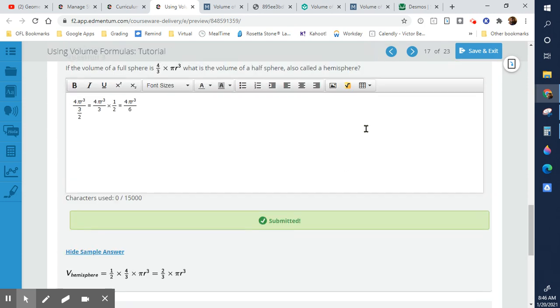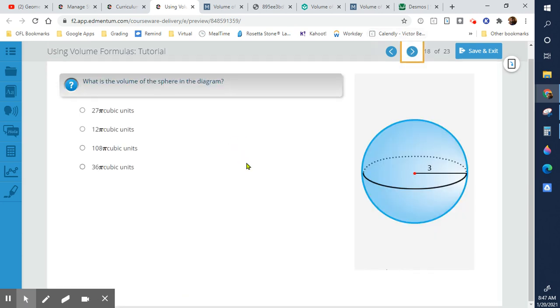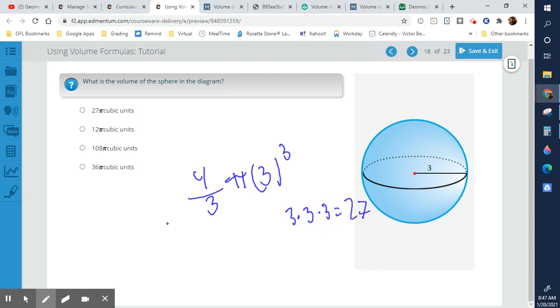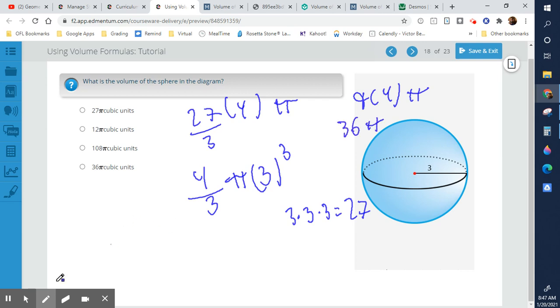All right, so that's pretty much that. Let's see what our next shape is. Okay, we need to find the volume of this sphere. So we're going to do 4/3 pi times 3 cubed. So this becomes 3 times 3 is 9, times 3 again is 27. So we have 27 divided by 3 times 4 pi. So we end up getting 9 times 4 pi, which means we get 36 pi.